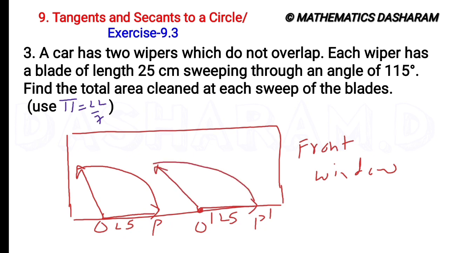Okay. So by making the angle 115 degrees, find the total area cleaned at each sweep of the blades. So how much area is cleaned by two blades, we need to find out. Observe, it is very clear, it is looking like a sector. So indirectly we need to find the area of a sector at two places. Then you will get the total area by two blades.